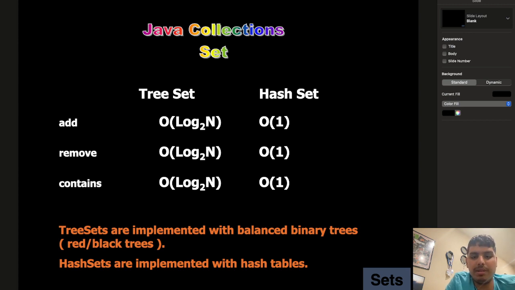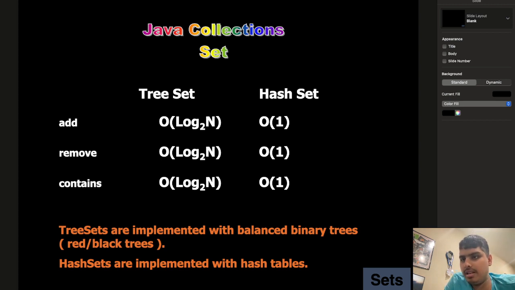The TreeSets are implemented with binary trees, red-black trees. So notice how for the TreeSet, all the methods add, remove, contains, they're all O of log n. For the HashSet, all the methods add, remove, and contains, they're all O of 1. And then HashSets are implemented with hash tables.